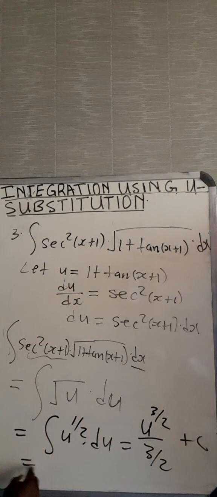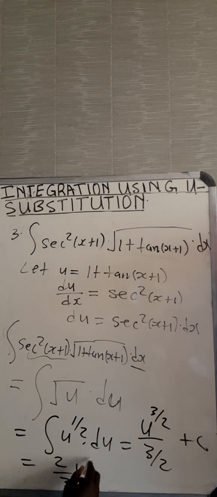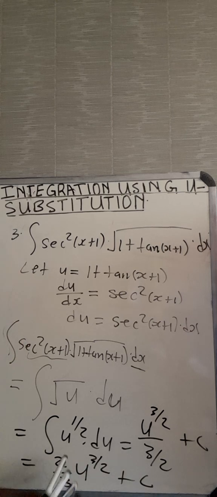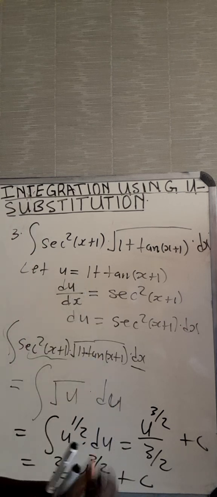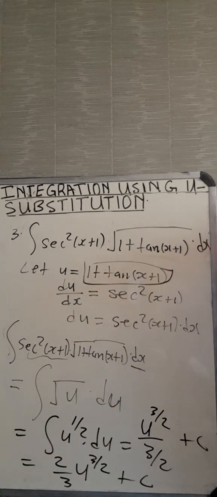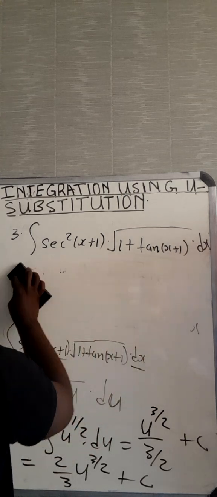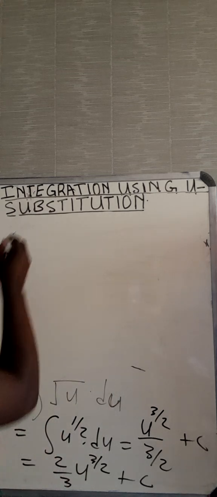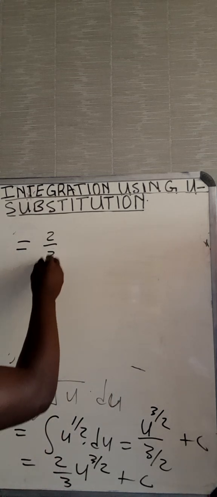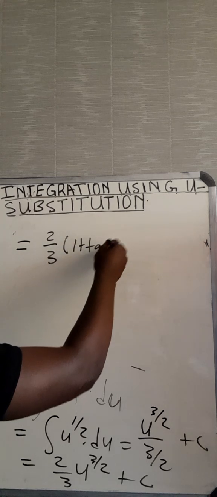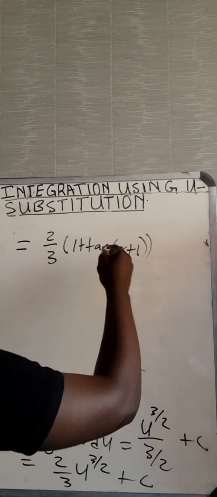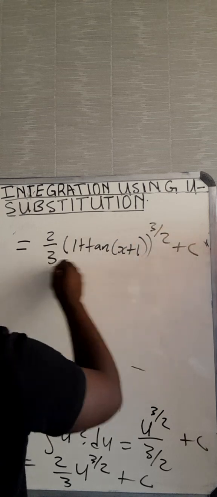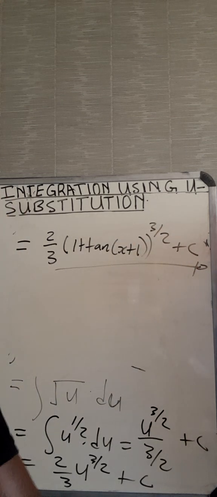So this one will be equal to, when you simplify that, 2 over 3 u to the power 3 over 2 plus a constant. In place of u, you put this so that everything would be in terms of x. So to do that, let me erase this part. So then this will be equal to 2 over 3. Remember u is 1 plus tan of x plus 1, all to the power 3 over 2 plus a constant c. So that's how we do this one.